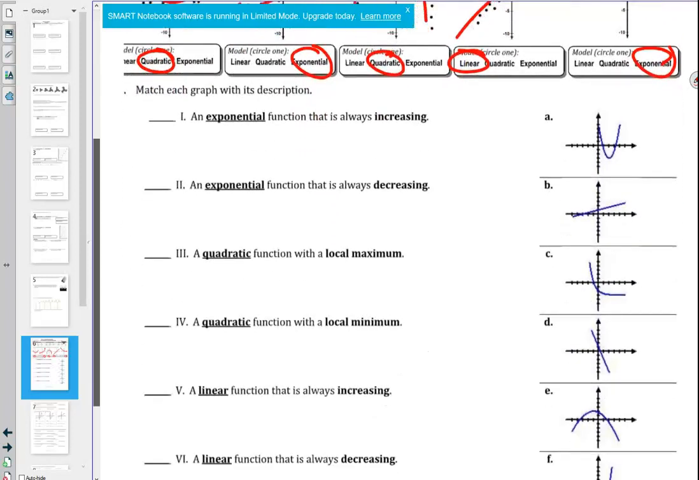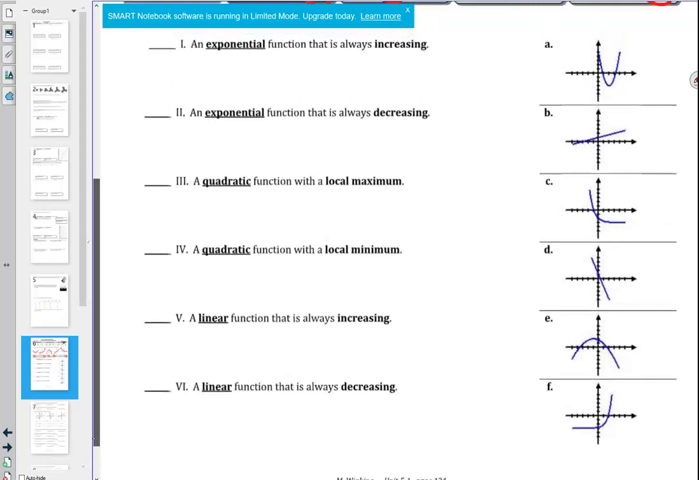Match each graph with a description. So an exponential function that is always increasing. What's another name for an exponential function that is always increasing? It's a growth, yeah. Which one of these looks like a growth? Is it F? Or is it down?